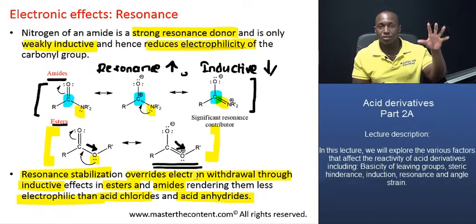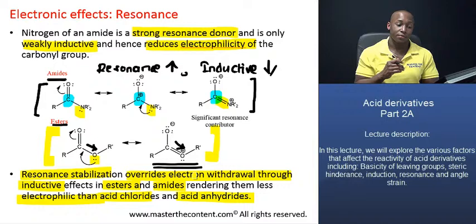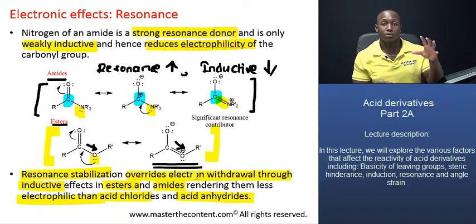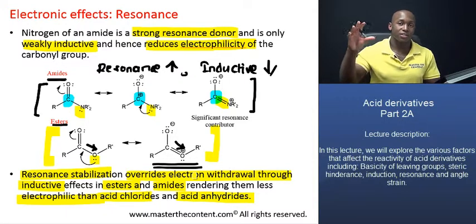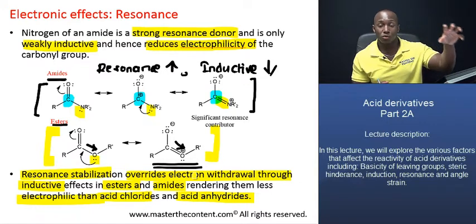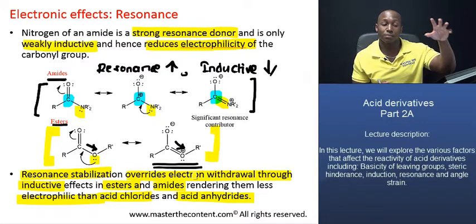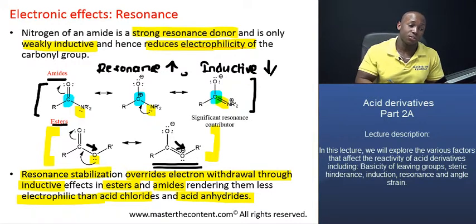You have resonance, which decreases the reactivity of a compound, and then you have induction, which increases the reactivity of an acid derivative. Resonance is most powerful in the case of amides, which is why they're least reactive, and it's least powerful in the case of acid chlorides, which is why they're most reactive. The inductive effect is most powerful in acid chlorides, which is why they're most reactive, and it's least powerful in the case of amides, which is why amides are least reactive.